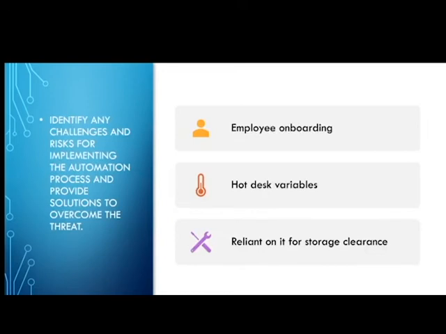We'll now have a look at some challenges. We'll identify any challenges or risks for implementing the automation process and provide some solutions to overcome these threats. The number one challenge will always be employee onboarding for both the staff and the end user. Firstly, the staff, to teach them how and why this software is useful and important and how it can be used to save their own time, and the end user as well, to make sure they're able to identify the fact that this is a Reese-owned program and not a virus when implemented at the beginning.